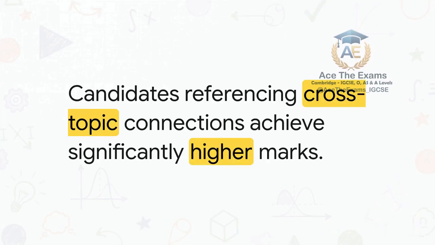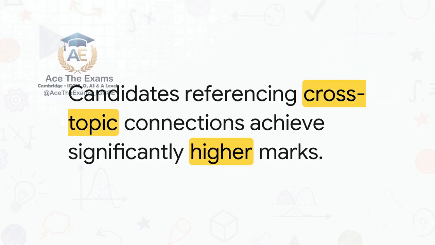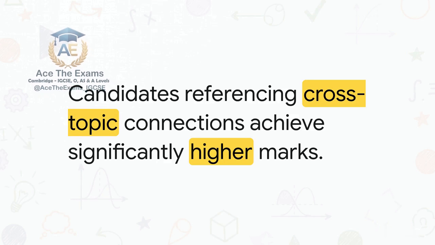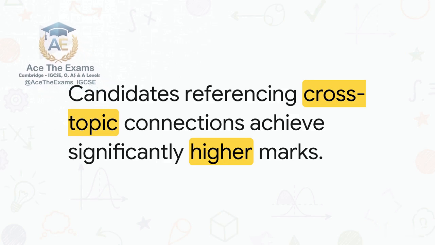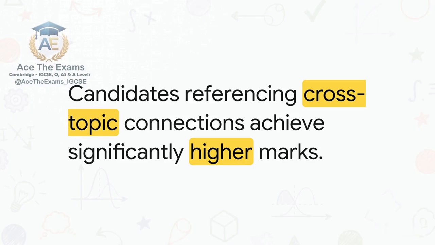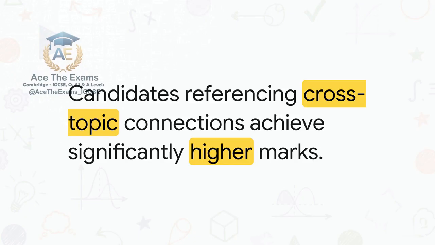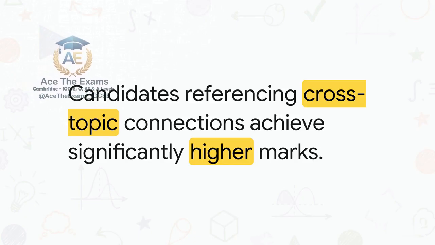Now, check out this insider intel we pulled directly from the principal examiner reports. Candidates referencing cross-topic connections achieve significantly higher marks. This right here, this is your combo multiplier. The core principles of differentiation aren't meant to be played in isolation. The examiners want to see you chain your moves together. They want to see you integrate your differentiation skills with other syllabus areas. If you can seamlessly connect your derivative to coordinate geometry, to kinematics, or to finding the nature of a stationary point on a heavily contested curve, your score accelerates exponentially.